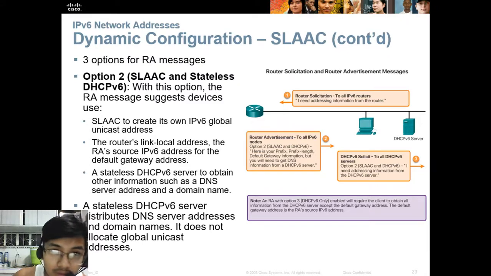With this option, the RA message suggests devices use SLAAC to create their own IPv6 global unicast address, and the local router address as the source IPv6 address for the default gateway.